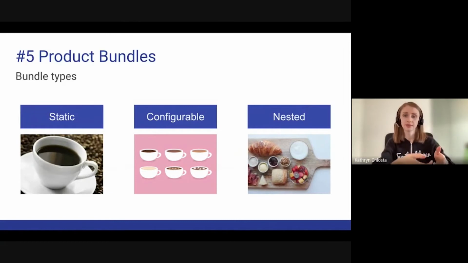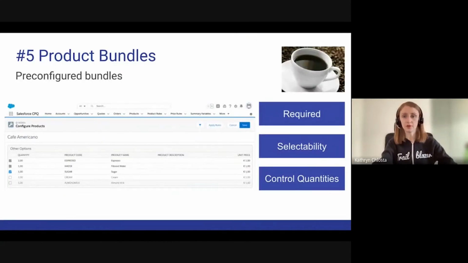And the way that I like to think of this one is you can think of it like a combo meal. So let's go on to the next slide because I have an example of what this looks like in Salesforce. And what I mentioned before is that you can enable your sales reps to adjust bundles in a way that makes the most sense for their customers. So here we have a pre-configured bundle. And what we can do is we can determine what's required, what's selectable, and we can even control the quantities.